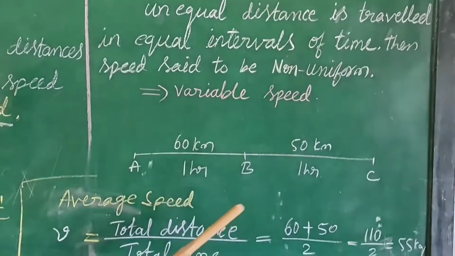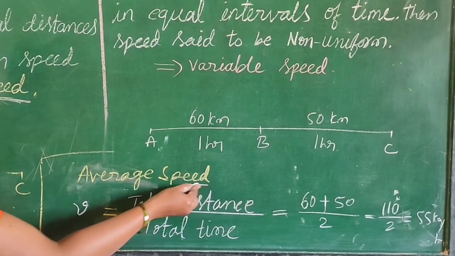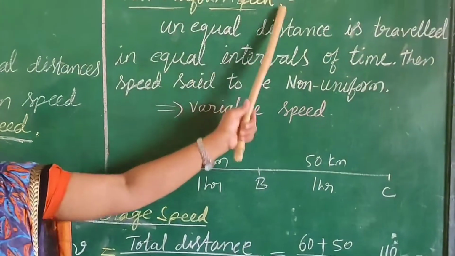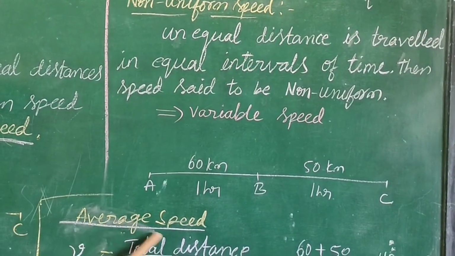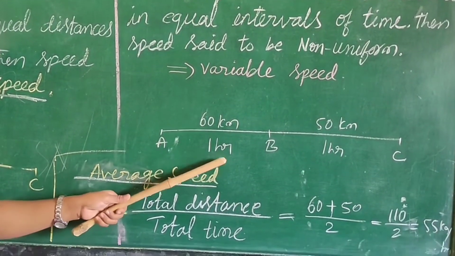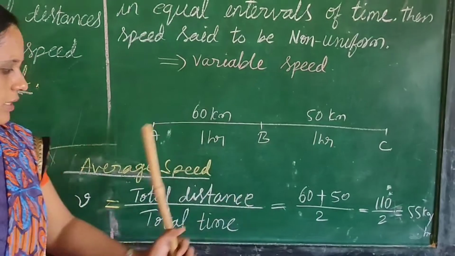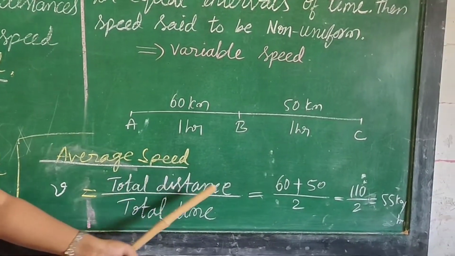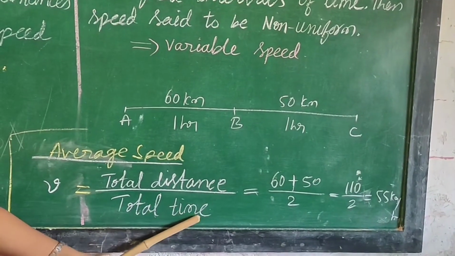Now coming to a very important concept, average speed. In non-uniform motion we go through the average speed. For example, what is average speed? Average speed is nothing but total distance travelled divided by total time taken.